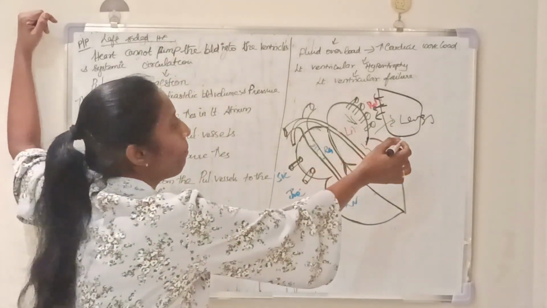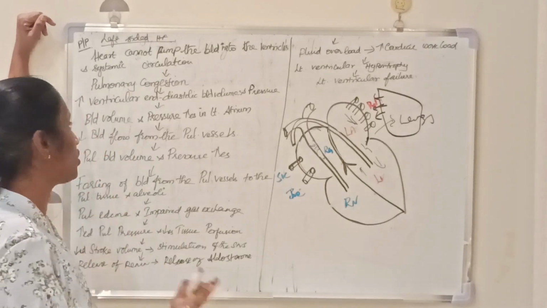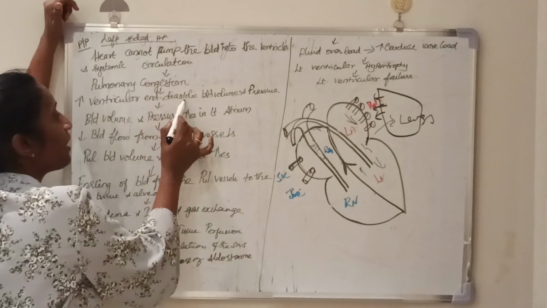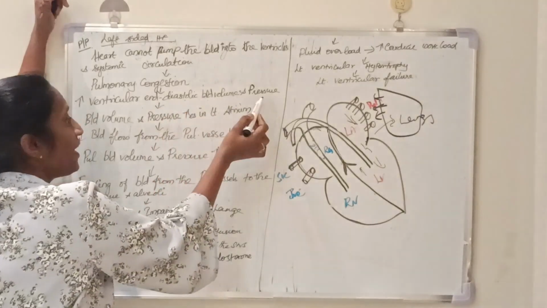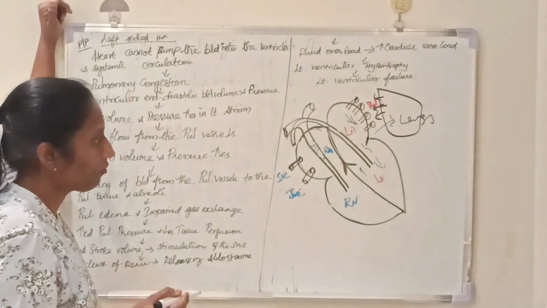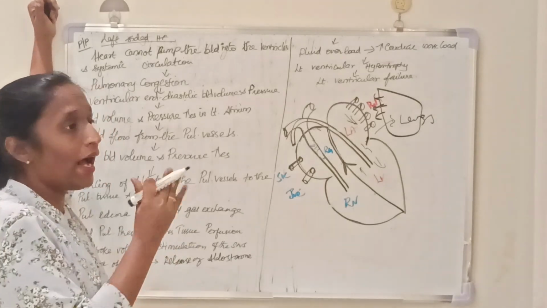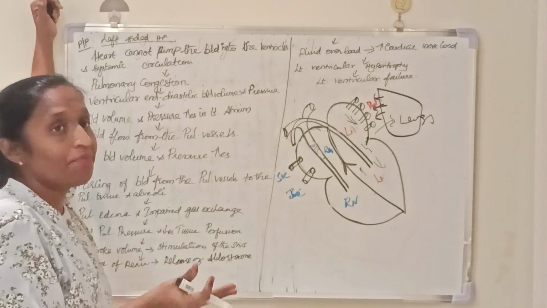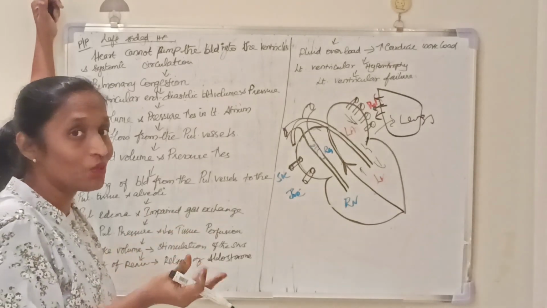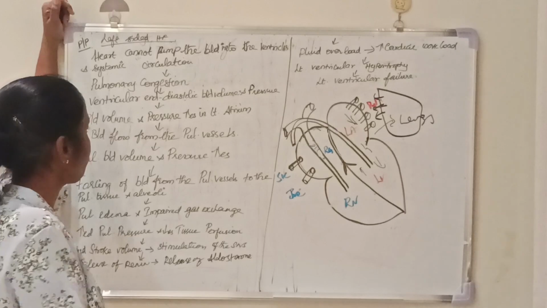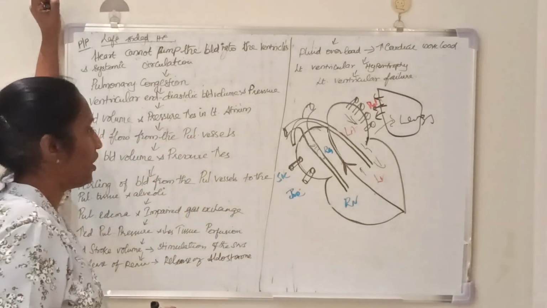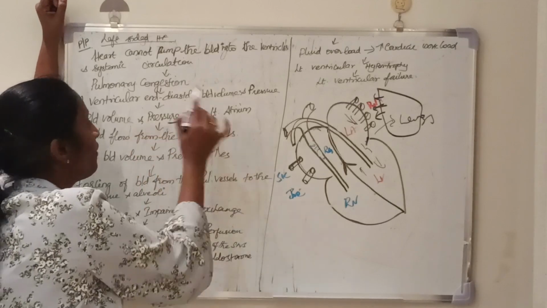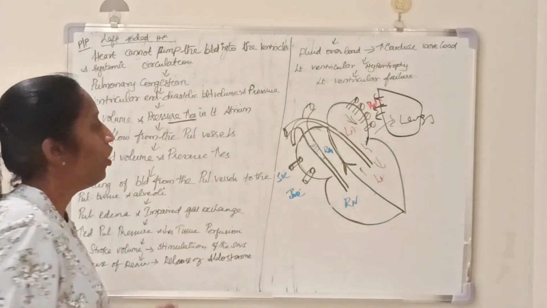So that it may lead to pulmonary congestion, lung congestion. So that it leads to increased ventricular end diastolic blood volume and end diastolic blood pressure. So end diastolic means what? After the relaxation, the volume of the blood and the pressure of the blood in the ventricles increases.